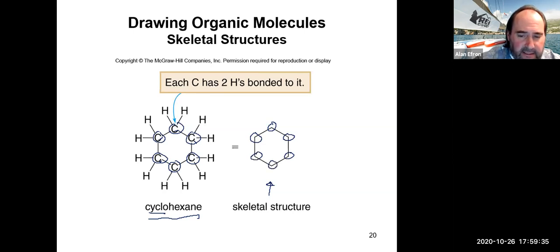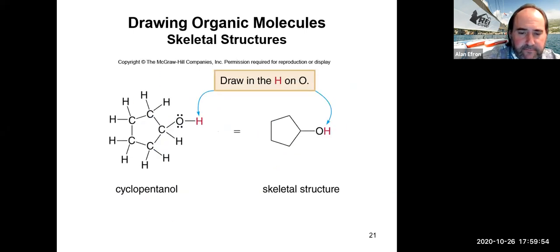Each of them has 2 lines coming in, which means each of those carbons should have 2 hydrogens as well. That gives us our 2, 4, 6, 8, 10, 12 hydrogens attached in this particular case. This is another one here. Again, this is a cycloalkane. This is cyclopentanol. It's actually an alcohol because it has this functional group here.